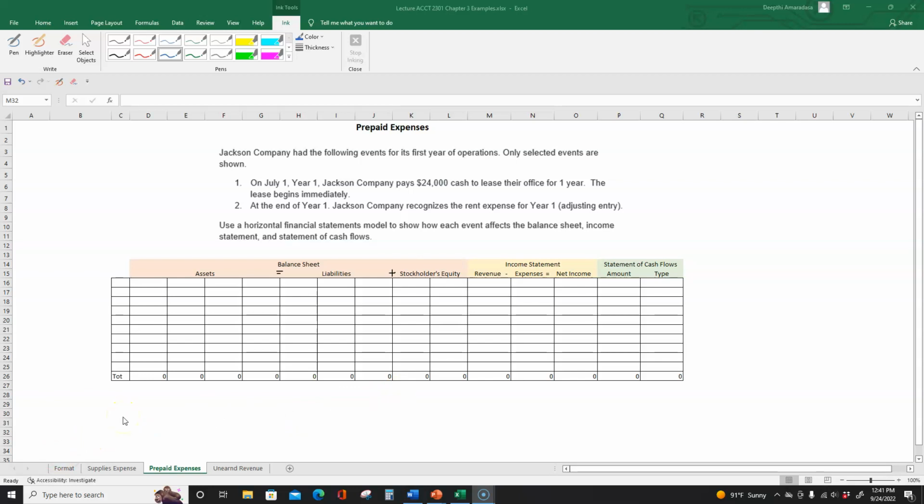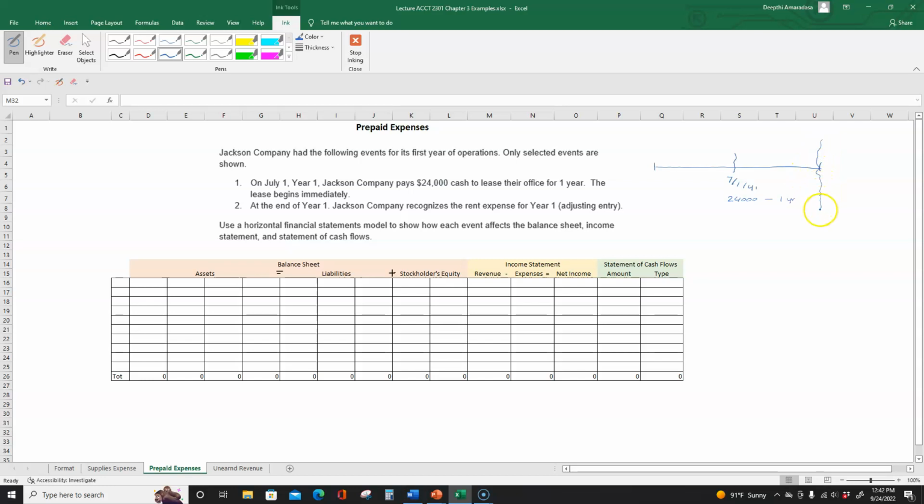Before we work on the horizontal financial statements model, let's draw a timeline and see what's really happening here. I'm going to do that up here. So here's year 1. And it says on July 1st, which is somewhere around here, July 1st of year 1, the company paid $24,000 cash for 1 year of office rent. Now, as time goes by, this $24,000 will slowly get used up.